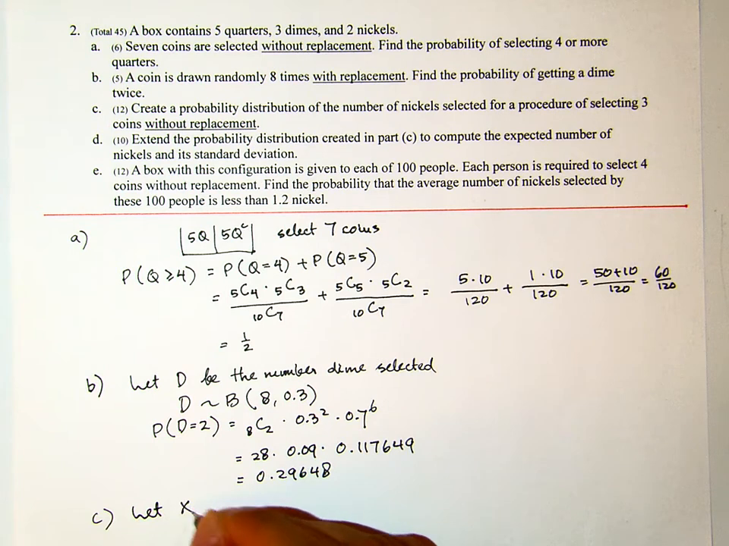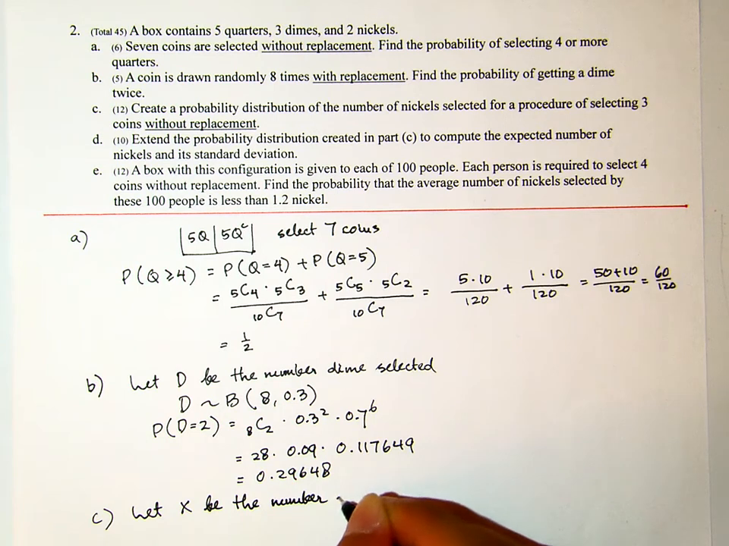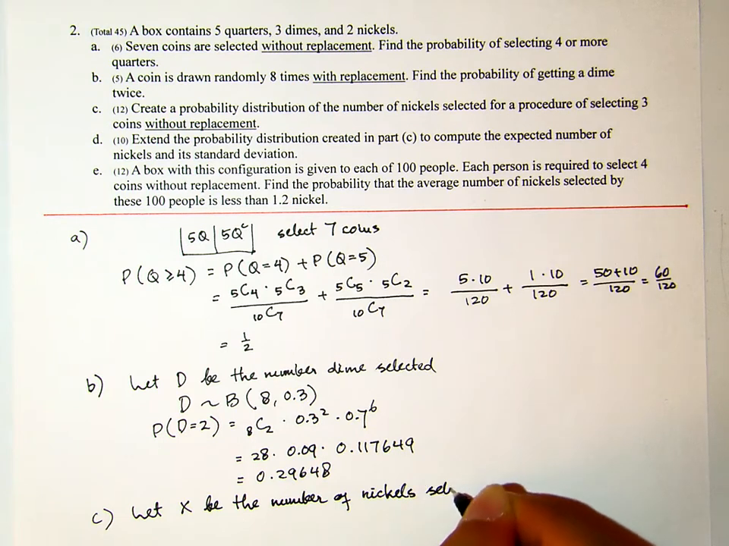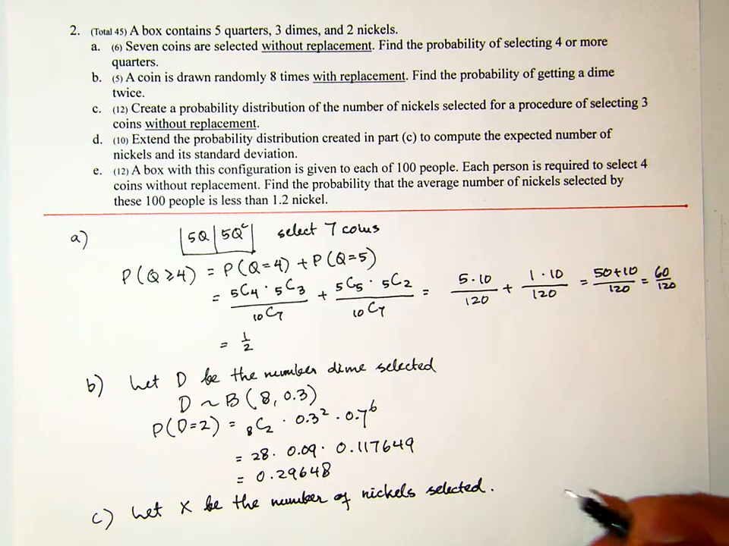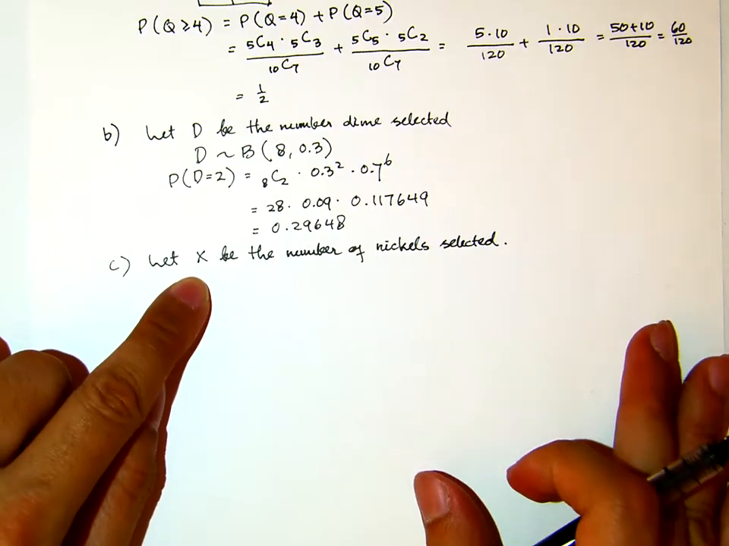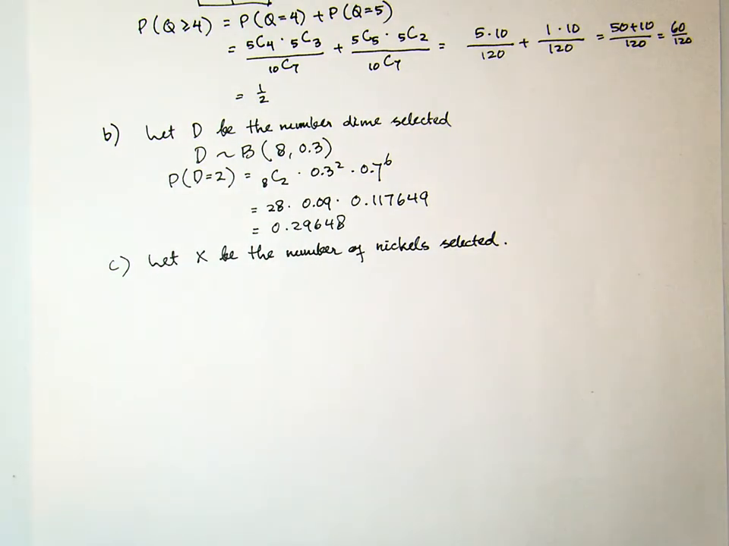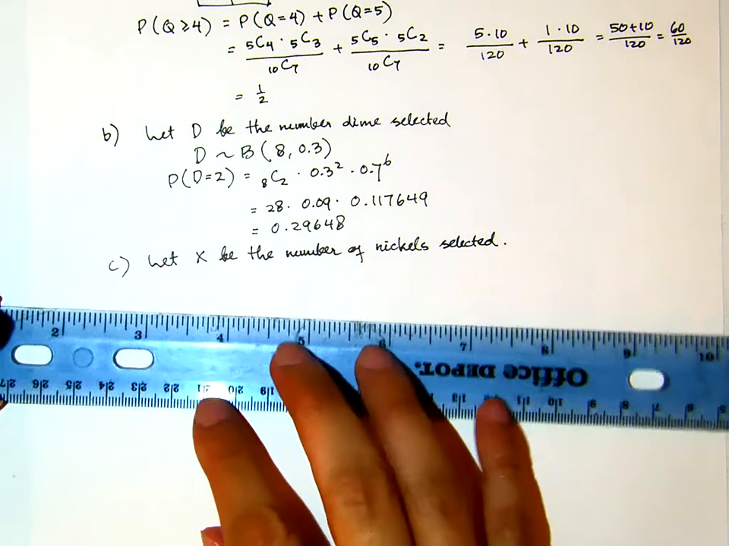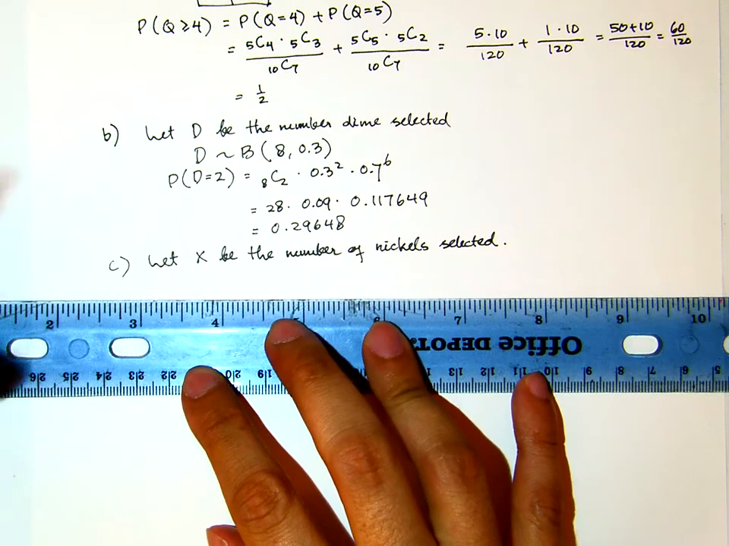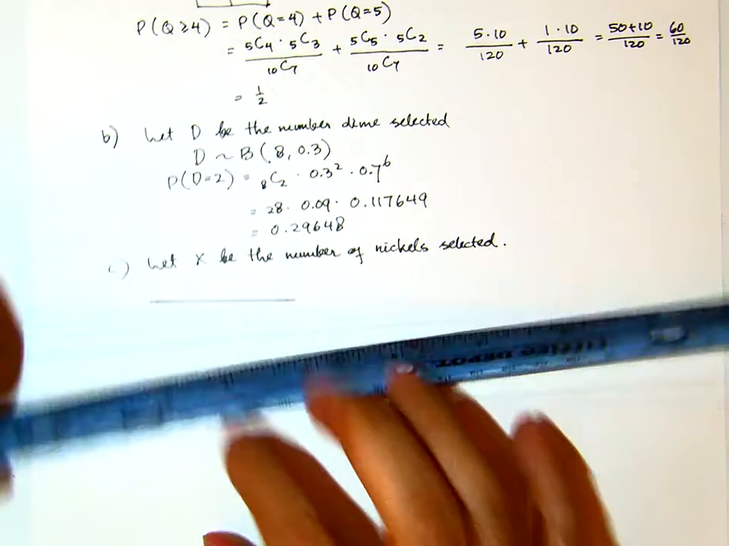This time let x be the number of nickels selected. I would really like to use n actually, but I don't want us to confuse it with the n for the size of a population, so I use x right now. Now the question is we need to create a probability distribution, which implies we need to create, quote-unquote, a table.